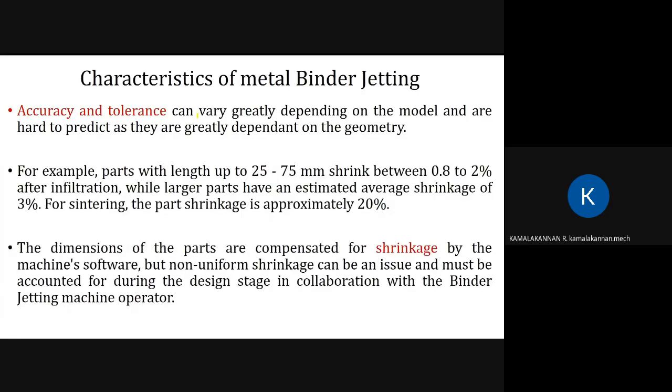Here the important thing is, depending upon the size and shape or design, the accuracy and tolerance will differ. That is the important thing here. Not all products will get the same accuracy. Depending upon the size, shape and geometry, the tolerance and accuracy will vary. A good example is, if you have 25 to 75 mm thick, it will shrink between 0.8 to 2%.